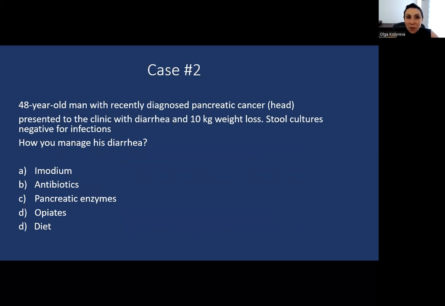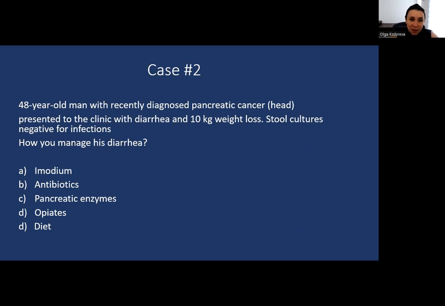So let's talk about second case. So here I have 48 years old gentleman who is recently diagnosed pancreatic cancer, head of the pancreas, who presented to clinic with diarrhea and 10 kilo weight loss. His stool culture negative for infection. How you manage his diarrhea?